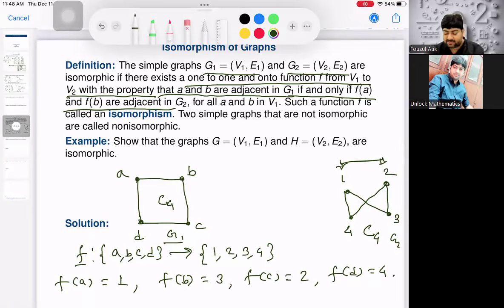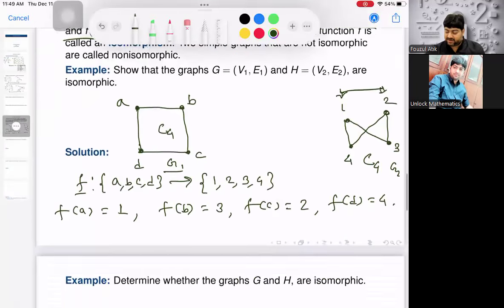Now, if you can find this kind of function between two graphs, you call the graphs isomorphic to each other. Otherwise, they are not isomorphic. I hope you understand the meaning of isomorphism. And if you find one property that is in one graph and not in the other, you can immediately declare that the graphs are not isomorphic. Is it clear? I hope you understand.